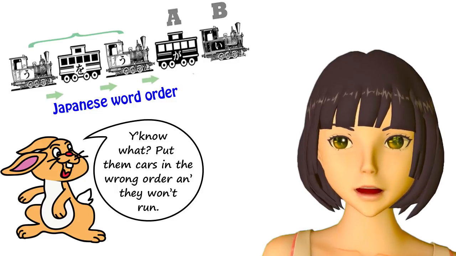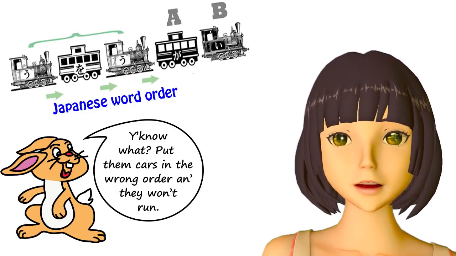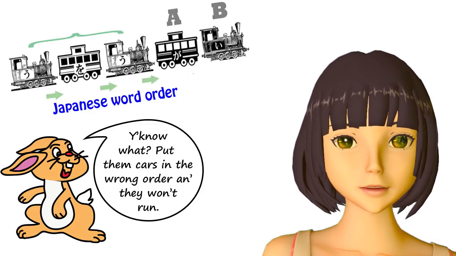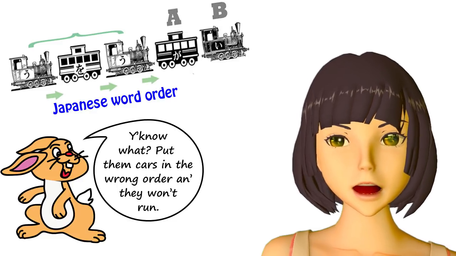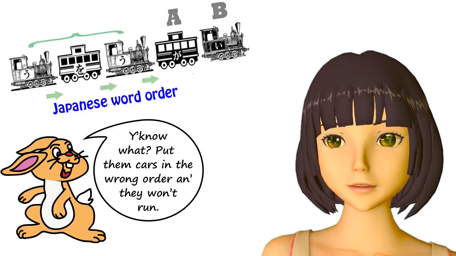Today we're going to talk about Japanese word order because this is something really fundamental. As sentences become more complex, word order becomes more and more necessary in order to understand exactly what's going on in any given sentence.